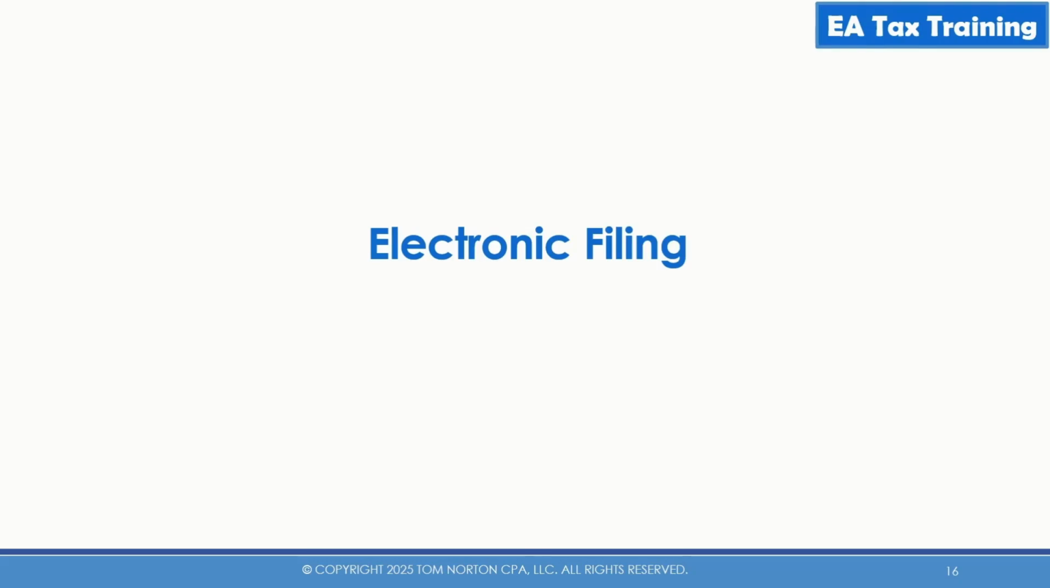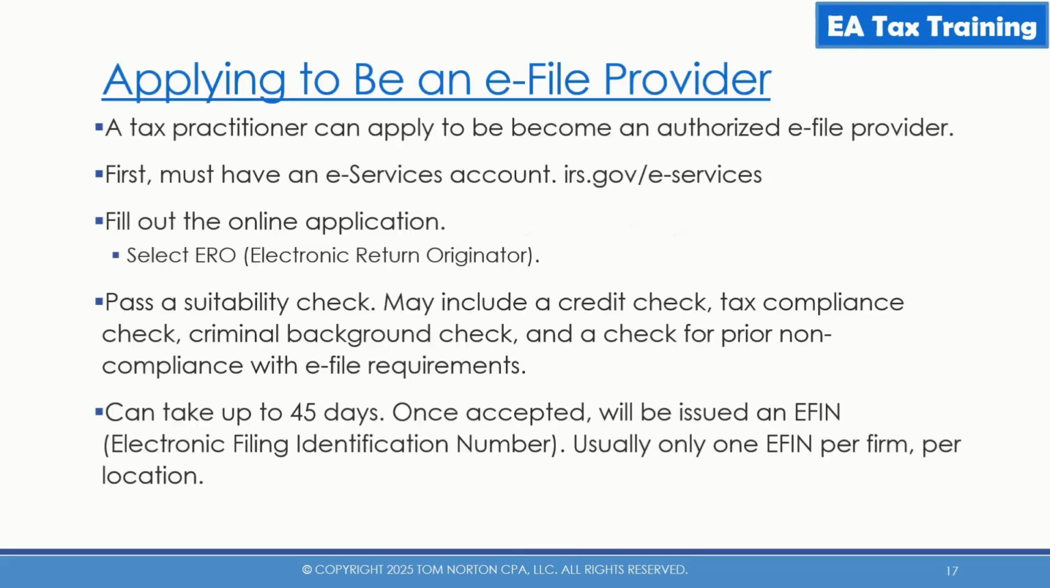Now let's move on to electronic filing. As a tax practitioner, you can apply to become an authorized e-file provider. And if you are going to be working for yourself, of course, you are going to be electronically filing tax returns. So you are going to want to be an authorized e-file provider. In order to do that, first, you have to have an e-services account with the IRS.